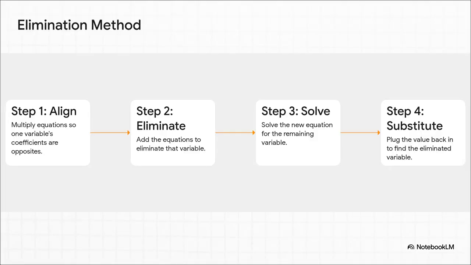So how does it work? Well, it's pretty methodical. You line up the equations. Sometimes you might have to multiply one of them so that the coefficients for one variable are opposites, like a positive 3x and a negative 3x. Then you just add the two equations together. And poof, one variable vanishes. Solve for the one that's left, and then, just like before, plug it back in to find the other.